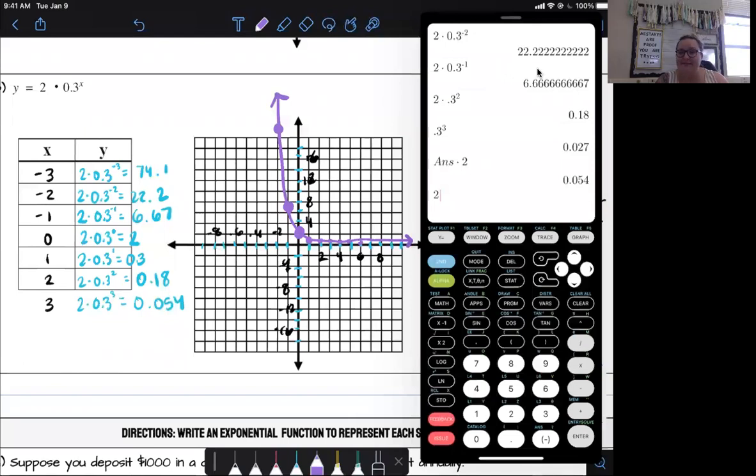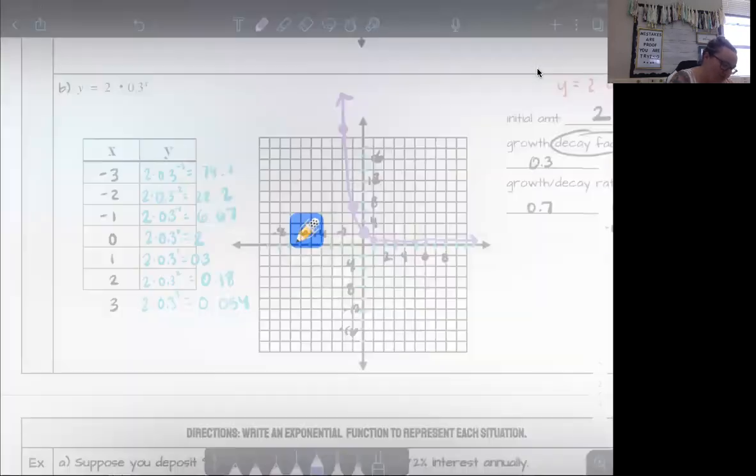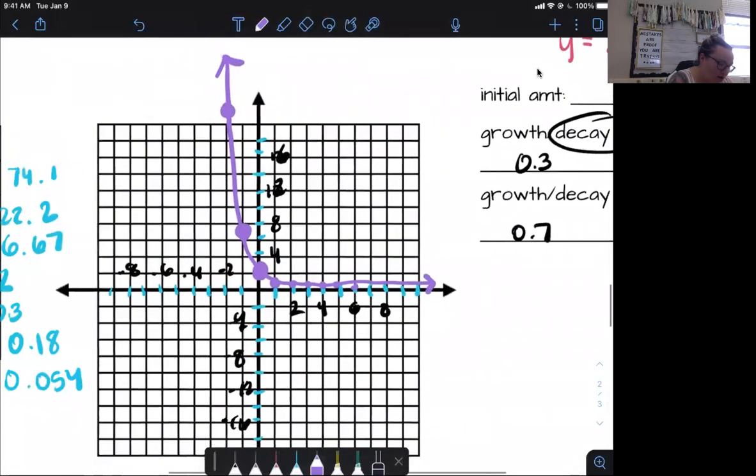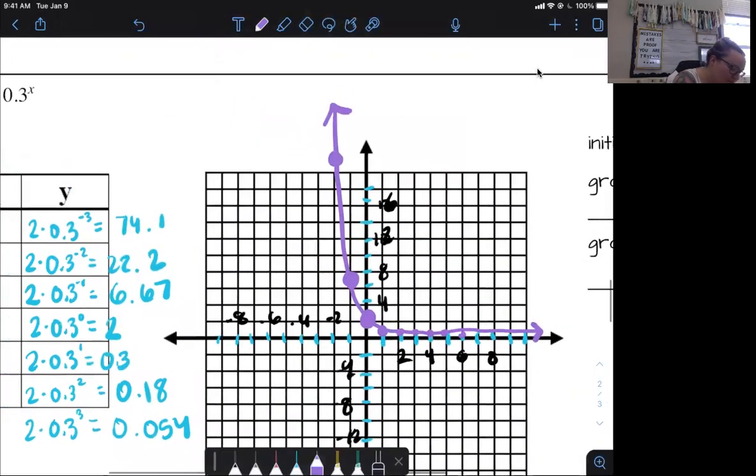So what I noticed is that as my x values increased, my y values actually got smaller and smaller and smaller. And so what's happening is over time, our graph starts to approach the x-axis off to the right, but doesn't actually touch it. It doesn't cross it and go below it. It just gets closer and closer to it. And then to the left, we're rising.